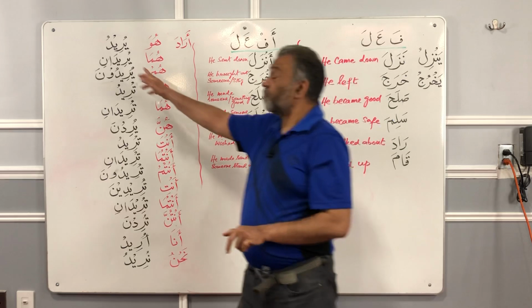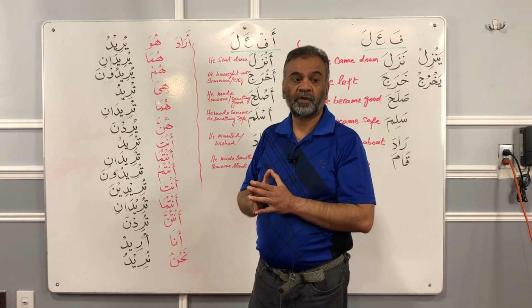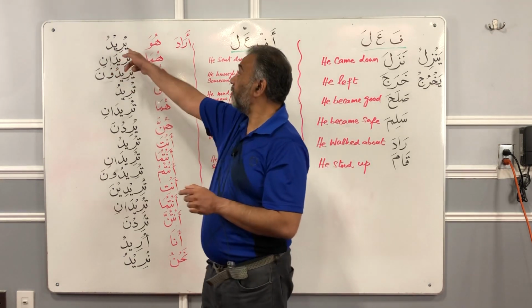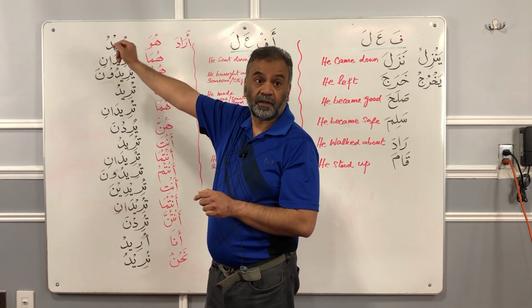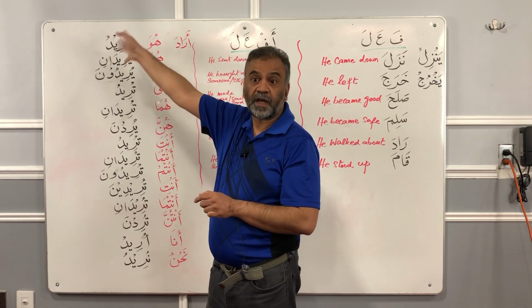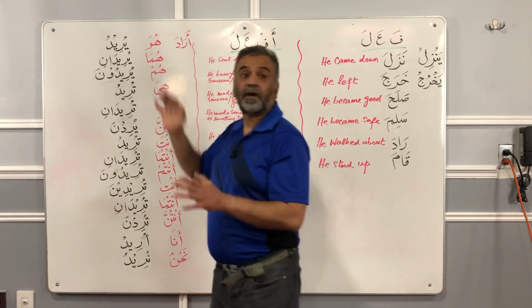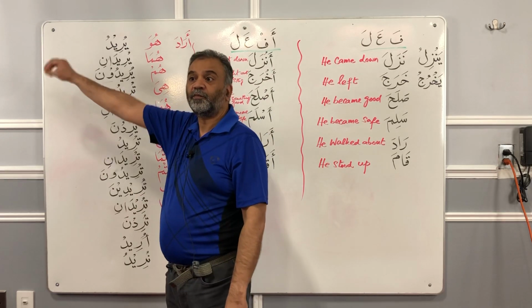Arada becomes yuridu. I know that this is a 4-letter verb because the sign of Mudare got the Dhamma. Also, the ain kalima, there is a ya hiding behind it and it comes out in the Mudare form.